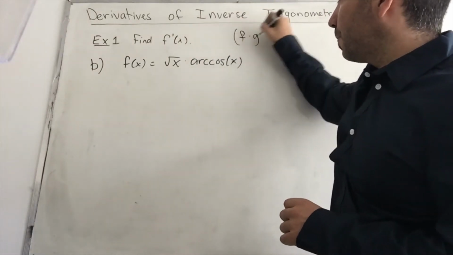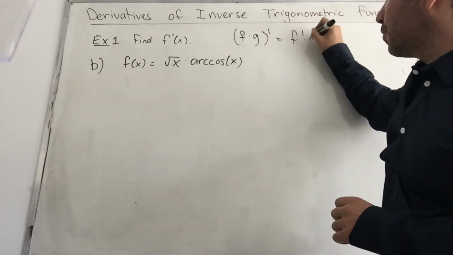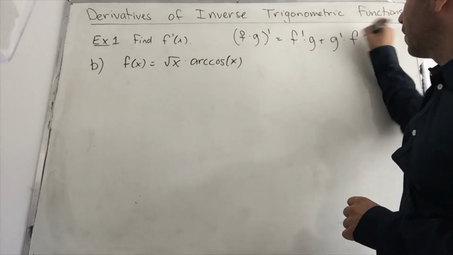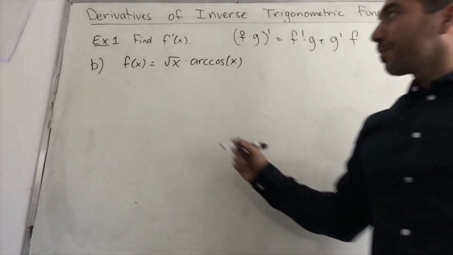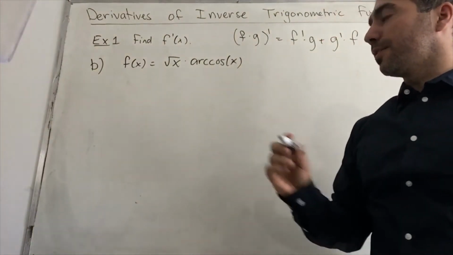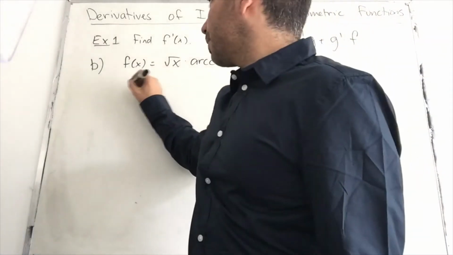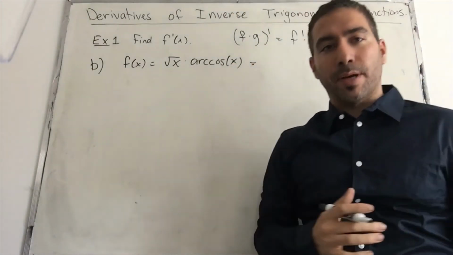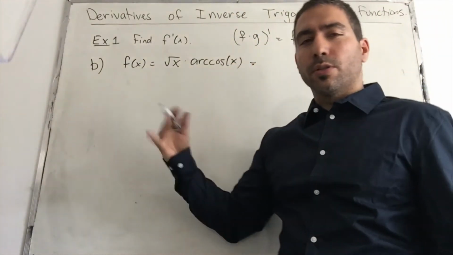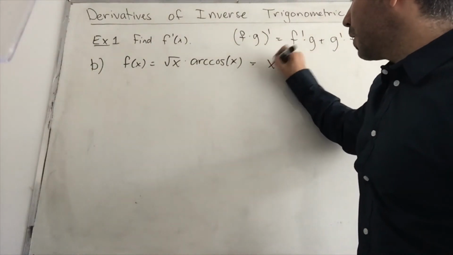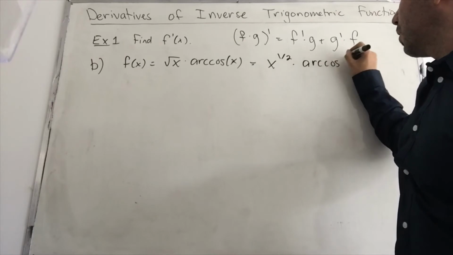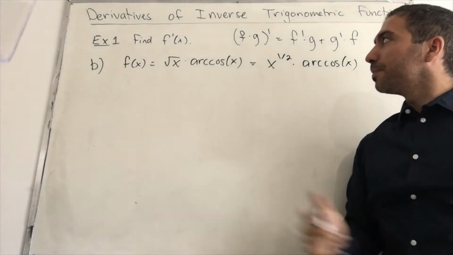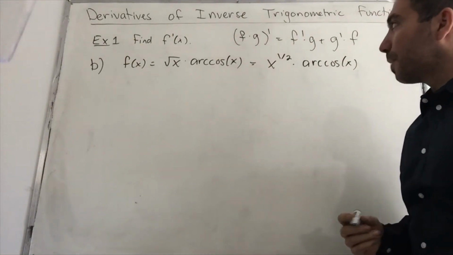The product rule: f times g, prime, is equal to f prime times g plus g prime times f. This is the rule that we're going to apply. This is our first function, this is our second function. Before taking the derivative, my advice is, whenever you have a square root, switch it to an exponent. So I'm going to write it as x to the 1/2 times arccos of x. You don't have to do this, it's just my advice.